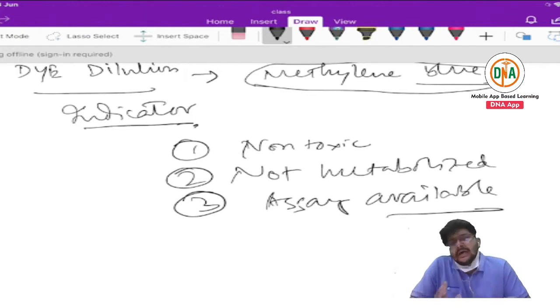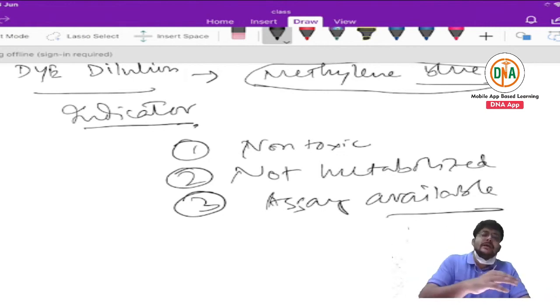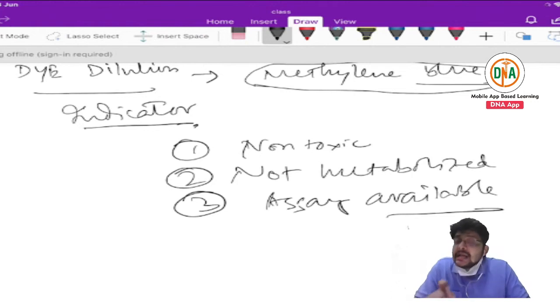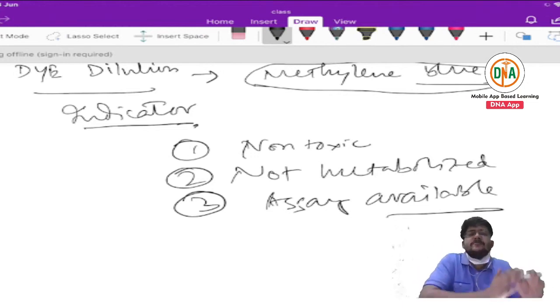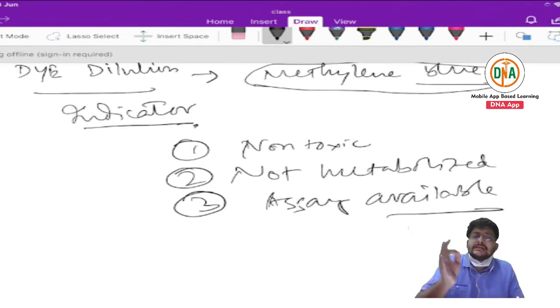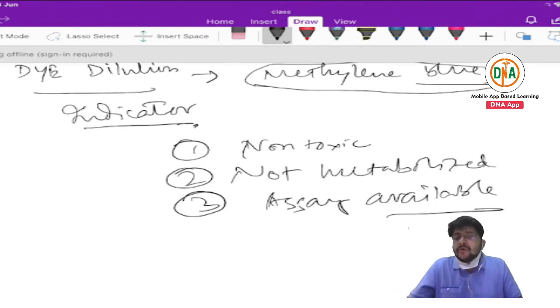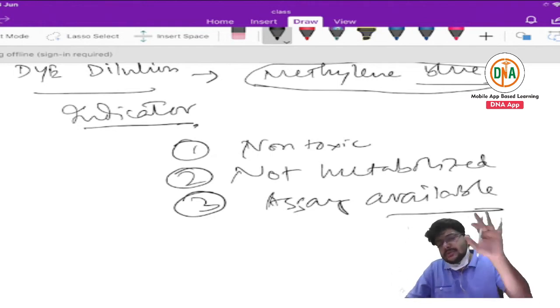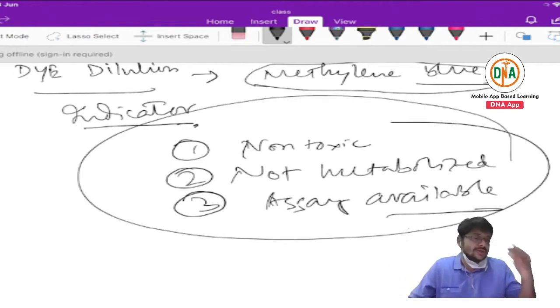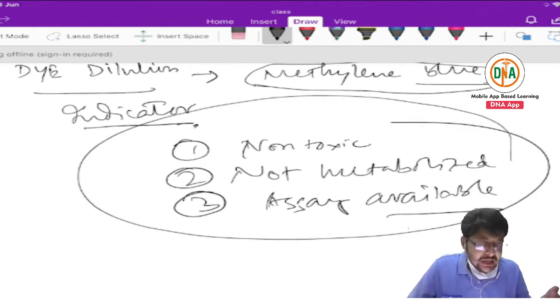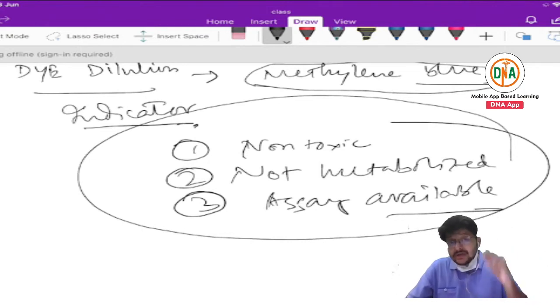On the basis of this, what we get is the time, the initial injected value of the indicator, the time after which the indicator appears back into the circulation, and the serial arterial sampling of the indicator. From a concentration versus time curve, by extrapolating, we get the area under the concentration curve, from where we can get the flow in a minute. And flow in a minute is cardiac output. For your understanding, in the first year, you just have to understand that there are certain indicators which we use for calculating the cardiac output with the help of a concentration time curve.